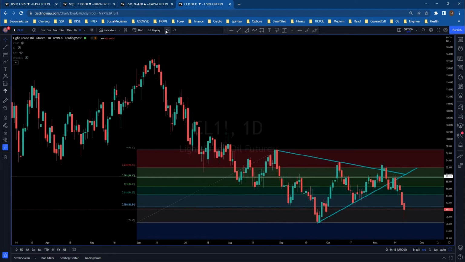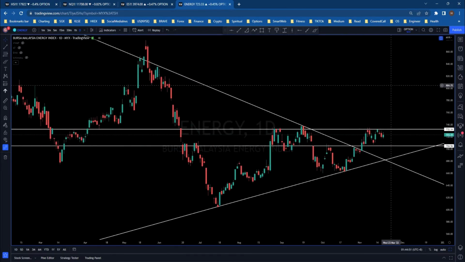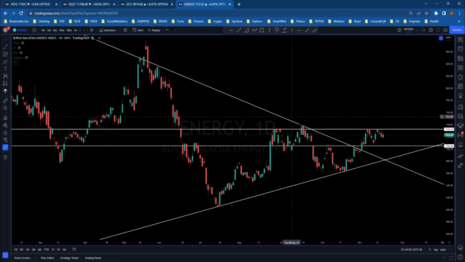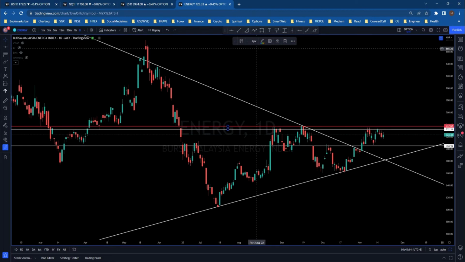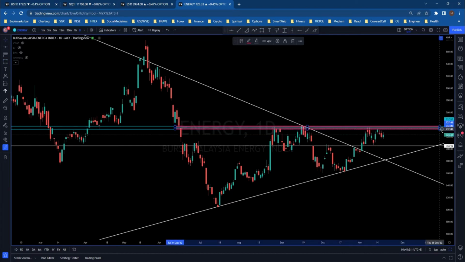Coming back to energy, this energy is the Malaysia one. In Malaysia we have logistics and maintenance. There's one part upstream, another part refinery, and another part. Pretty much it's going up and down around this area. It's very sideways, so nothing much. But if you really think this is going to fly, the best way to see it is at this range. If this wanted to fly, it has to break this area.